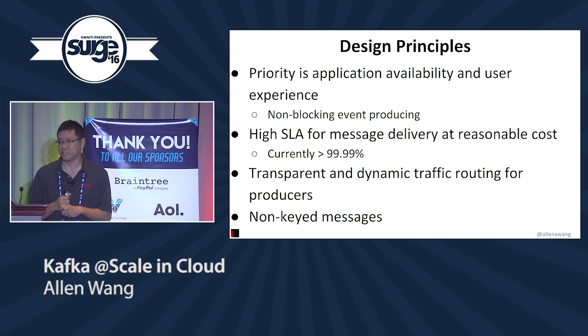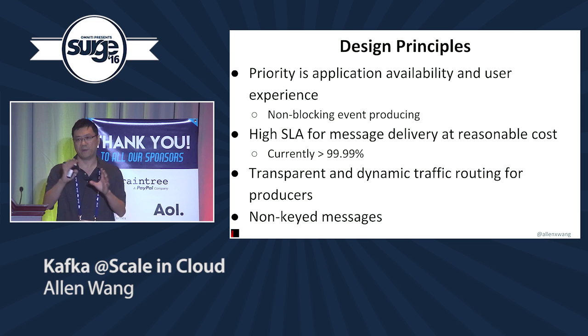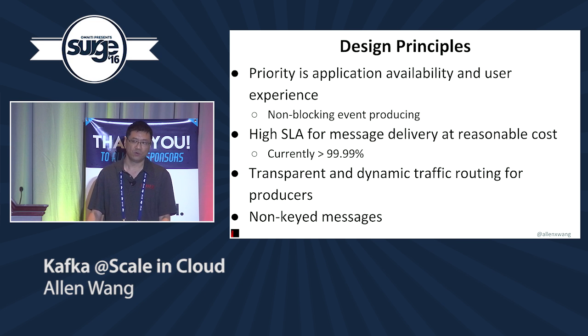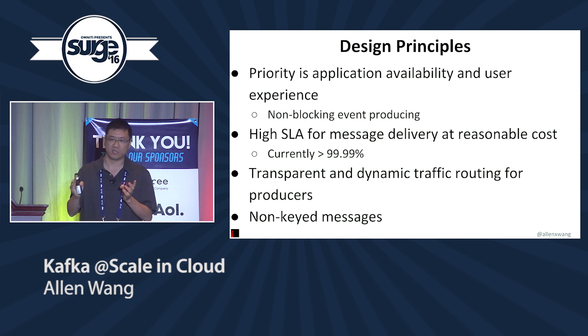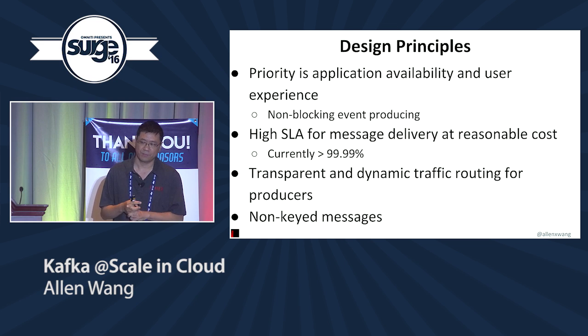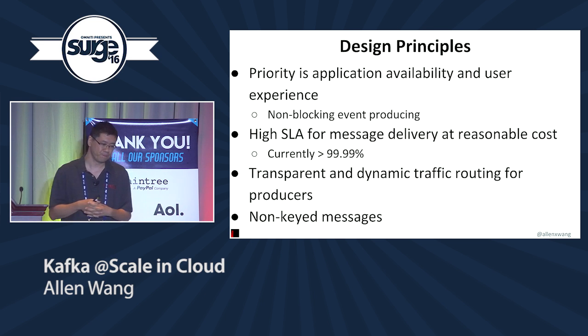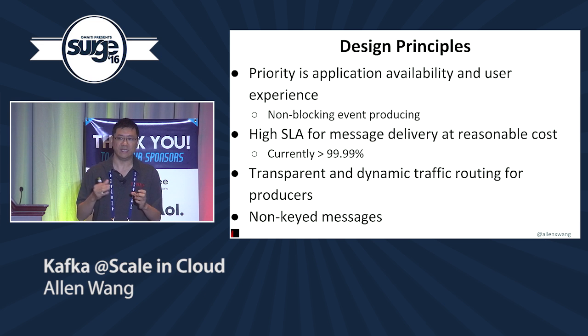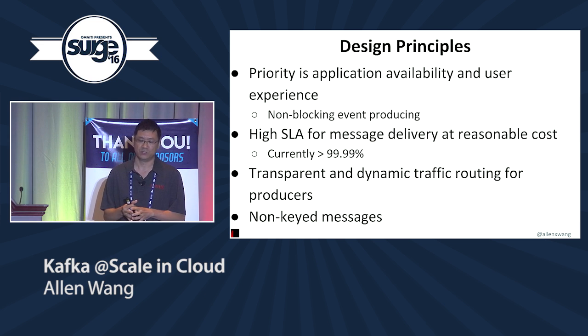The second goal for the Keystone Data Pipeline is to keep the producers transparent to our Kafka deployment architecture or topology. So we use a dynamic mapping on the producer side to map the topic they want to publish events to onto the actual Kafka cluster. This enables us to do things like moving topics around in different clusters and traffic diversions. Finally, to maximize our flexibility, we currently do not have keyed messages in our system, because when delivering non-keyed messages, we can choose any broker to deliver to.